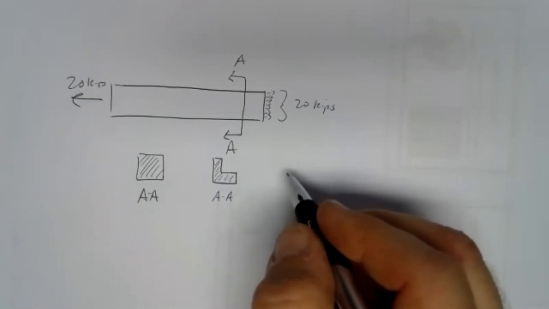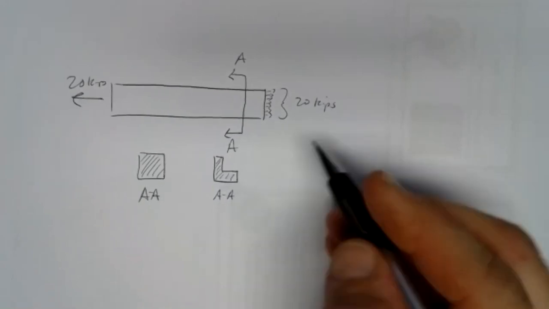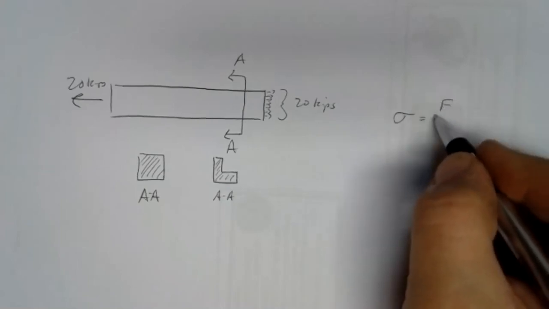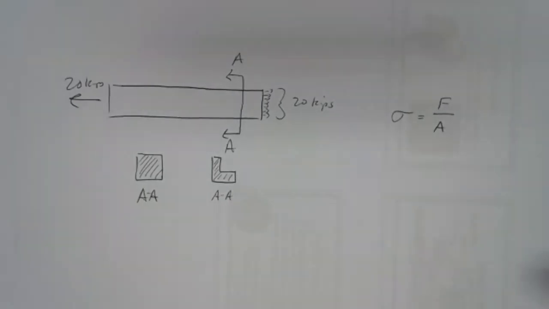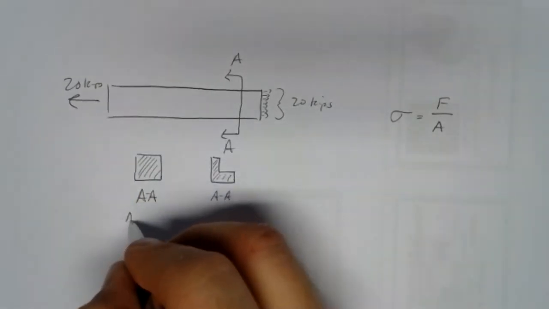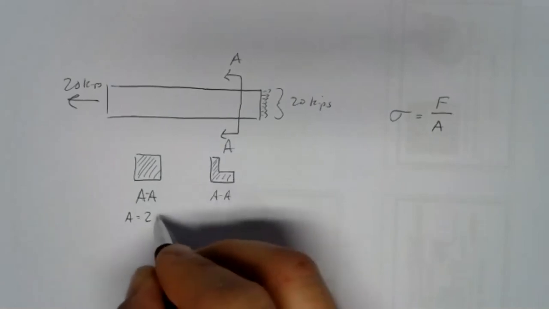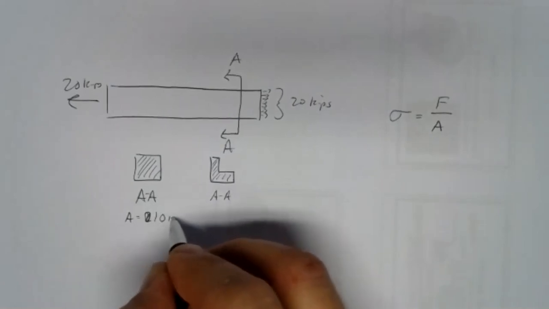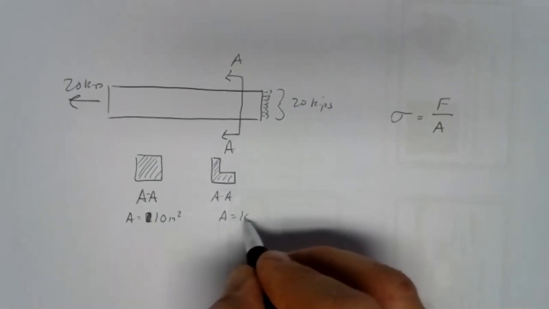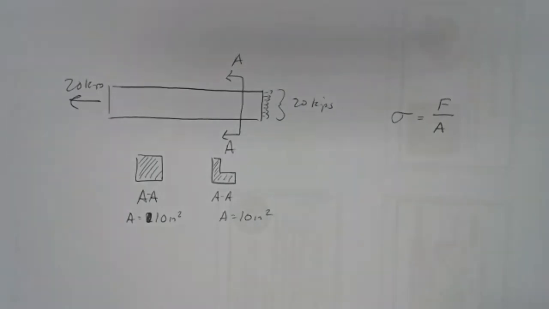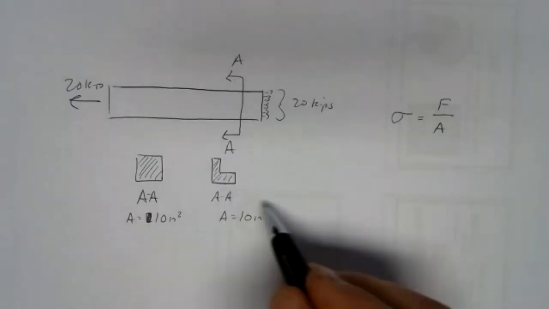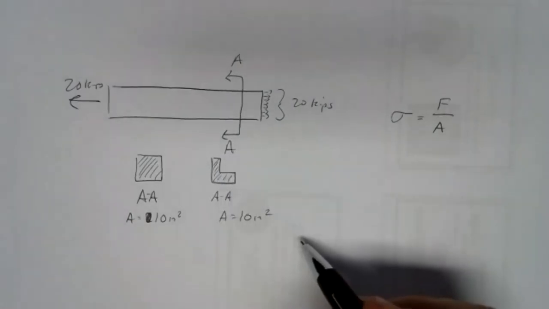But what's interesting about stresses is that once we calculate this out, we have our normal stress is the force applied divided by the cross-sectional area. Once we figure out that cross-sectional area, let's say over here the area is 10 square inches. And let's say that with the sizes on there, this area is also 10 square inches. Now, these are very different shapes, but they could easily have the same area if the dimensions were correct and all of that.